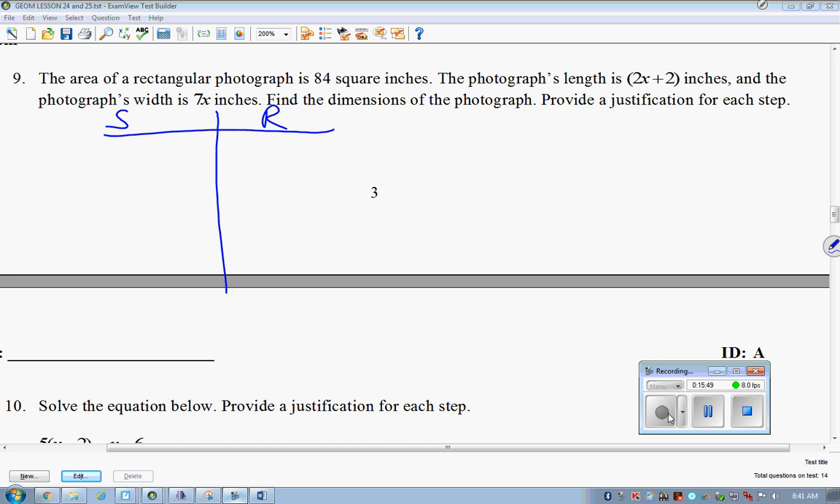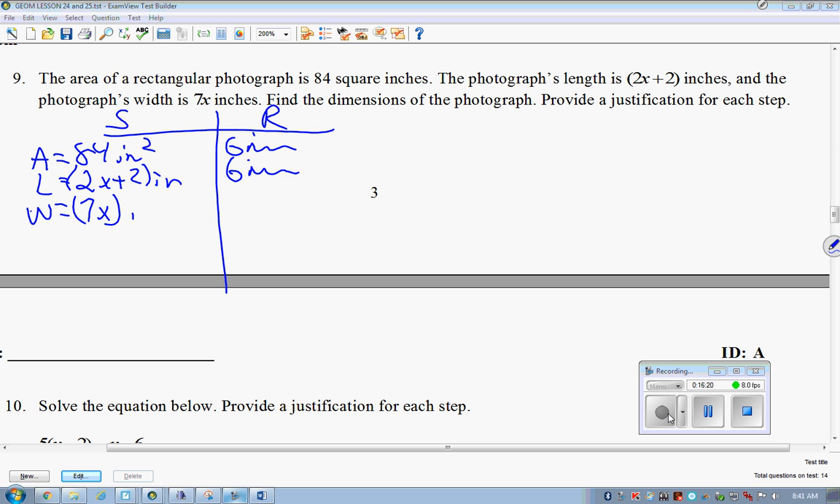I'm going to try to do this the best I can because I don't have an answer key in front of me. All right, so we could state some givens. Area equals 84 inches squared, given. Length equals 2x plus 2 inches, given. Width equals 7x inches, given.